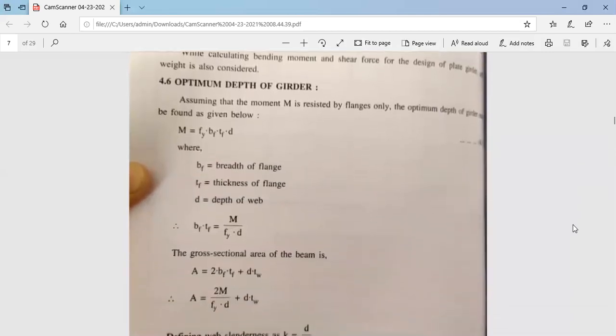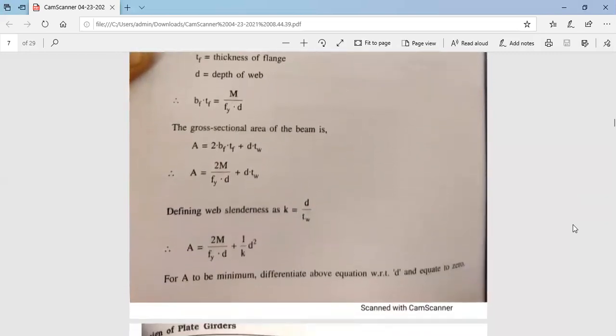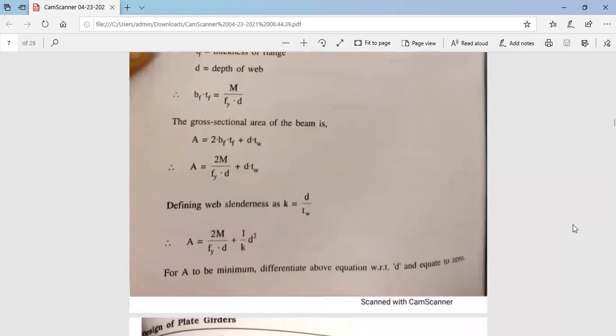So next is the optimum depth of girder. Assuming the moment M is resisted by the flanges only, the optimum depth of a girder may be found as given below. M is equal to Fy Bf Tf into d, where Bf is the breadth, Tf is the thickness, and d is the depth, right? So Bf Tf is equal to M divided by Fy into d. The gross sectional area of beam A is equal to 2 Bf Tf plus d into Tw. So A is equal to 2M by Fy into d, plus d into Tw.